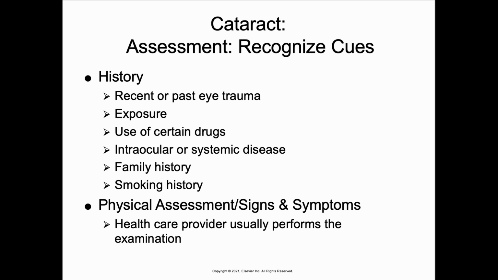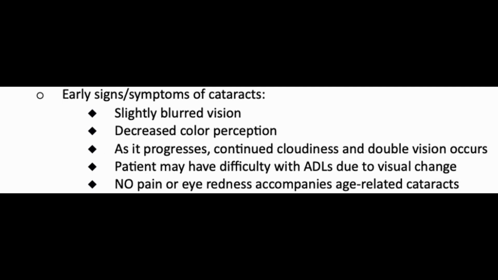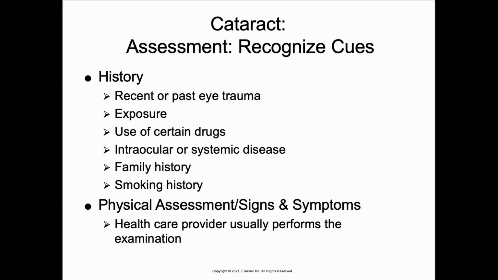Early signs and symptoms of cataracts: they will have blurred vision, decreased color perception, photophobia. And then late signs and symptoms, when it becomes late, they will have diplopia, that double vision. They will have reduced visual acuity, progressing to blindness. And then they will have that clouded pupil progressing to a milky white appearance.